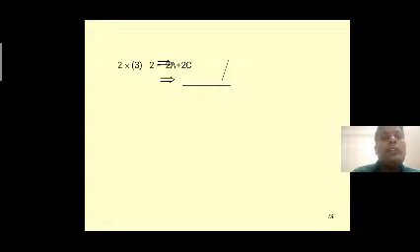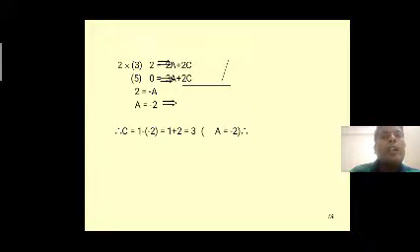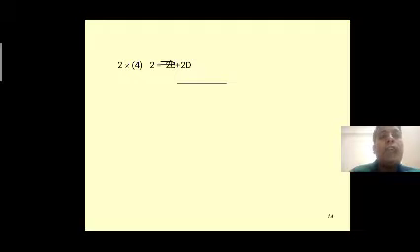Then we do 2 into 3, we get 2 = 2A + 2C, and equation 5 is 0 = 3A + 2C. Then we get 2 = −A, and A = −2. Also C = 1 − (−2) = 1 + 2 = 3. Therefore A = −2 and C = 3.